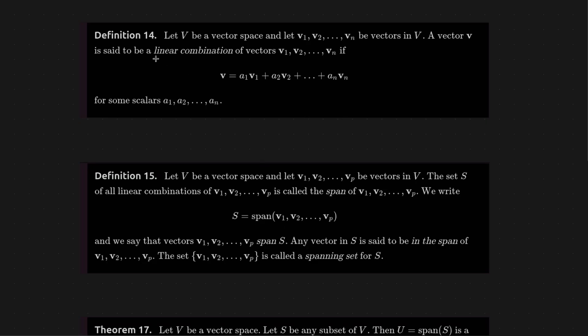So we are familiar with the idea of a linear combination. If V is a vector space, and V1, V2, all the way to Vn are vectors in V, then a linear combination of the vectors V1, V2, Vn is going to be a scalar times the first vector plus a scalar times the second vector plus a scalar times the last vector. Okay, scalar times a vector plus a scalar times a vector plus a scalar times a vector and so on. All right, that's a linear combination of vectors.